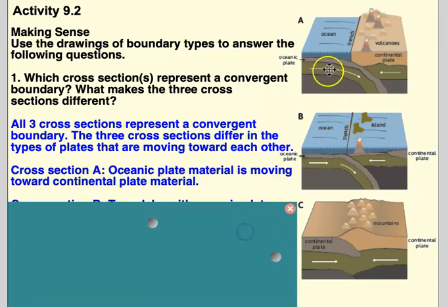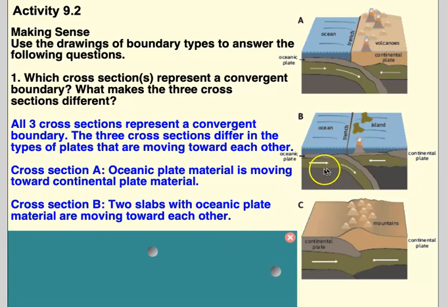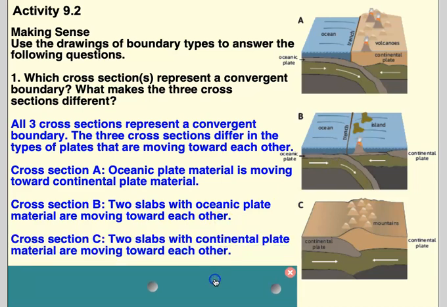Well, in cross-section A, you have an oceanic plate subducting underneath the continental plate. In cross-section B, you have two oceanic plates coming together. Again, whether it's A or B, the one that's more dense will subduct underneath the other plate. And you guessed it, C, you have two continental plates coming together. You don't necessarily have a true subduction zone. They're coming together, a lot of crunching, very tall mountains. A good example of this is the Himalayan mountains.